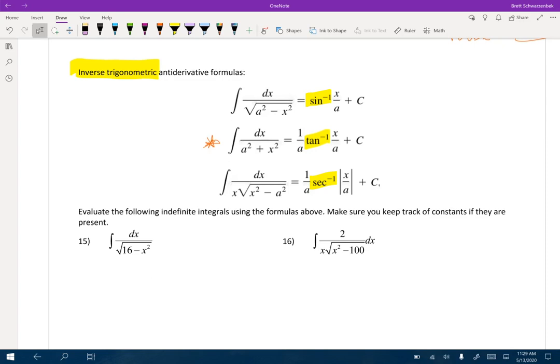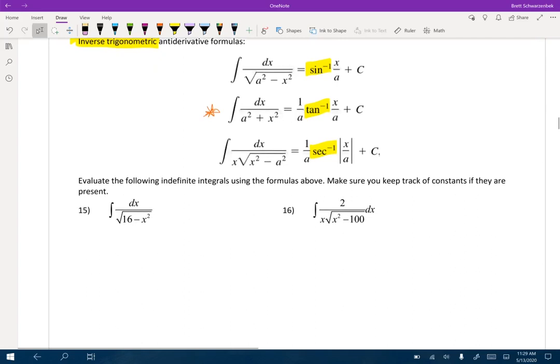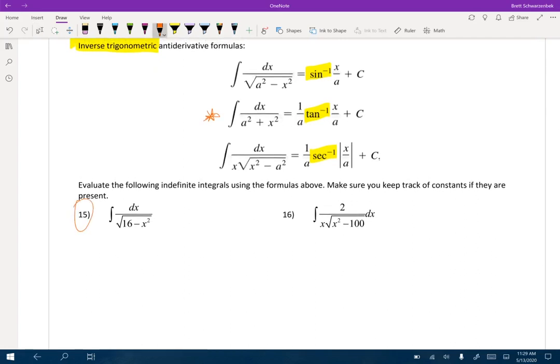Okay, so the first one, 15, says antiderivative of dx over the square root of 16 minus x squared. Note, this is equivalent to the dx being here and a 1 being in the numerator. Just like natural log, it's the same thing. It just so happens that they do this shortcut so the dx is not floating by itself. So again, this is the same as 1 over the square root of 16 minus x squared dx. These two are the same thing.